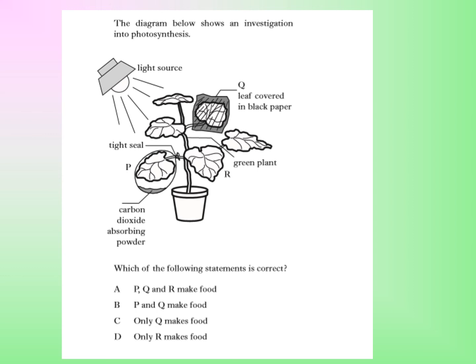So which of the following statements is correct? Which ones are you going to make food? Which ones are you going to be able to carry out photosynthesis? Remember what you need for photosynthesis, and if you take that away, it won't happen and you won't make food. So you should have only R, because P you've taken away the CO2, and Q you've taken away the light, both required for photosynthesis to make food.